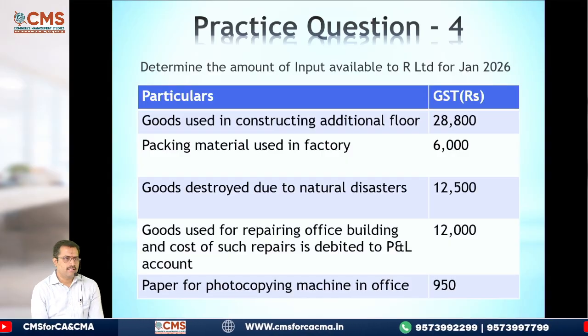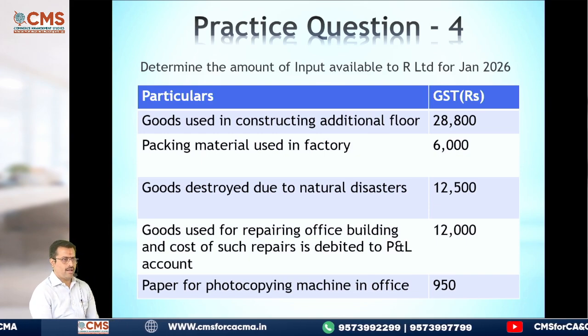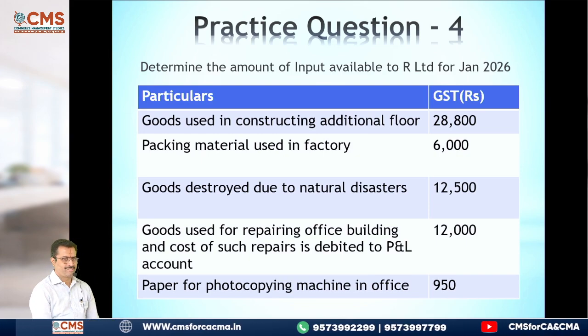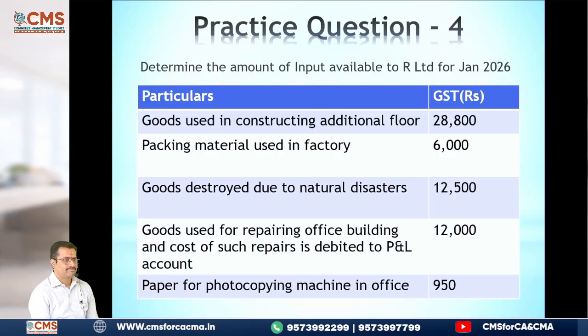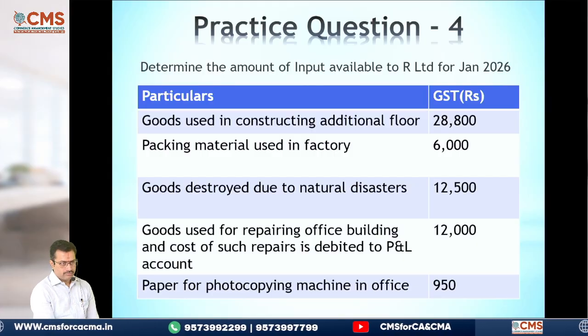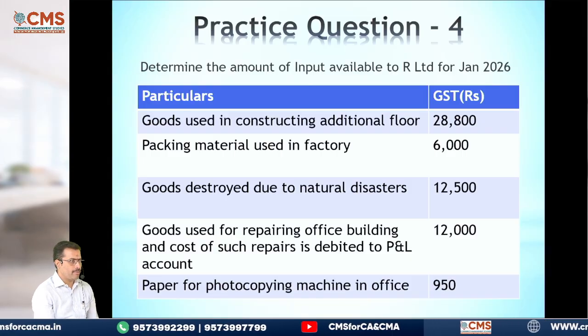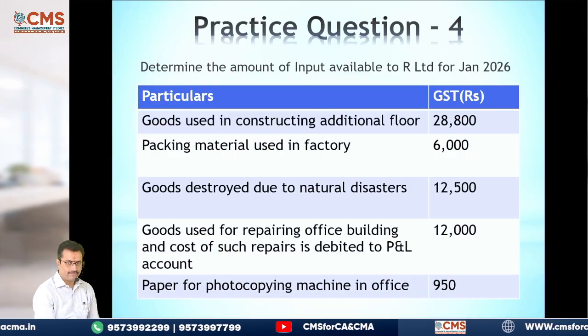Come on, tell me the answer now. Are goods used in constructing an additional floor available or not? Why is it not available? Because the floor is becoming immovable property. That's why you will not allow it.